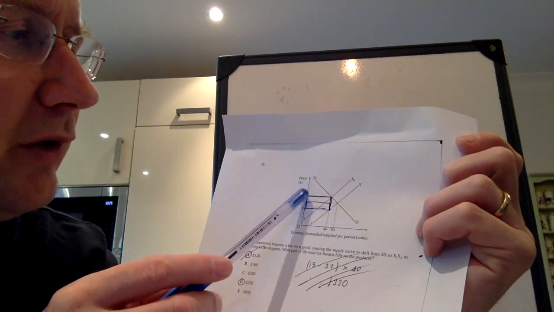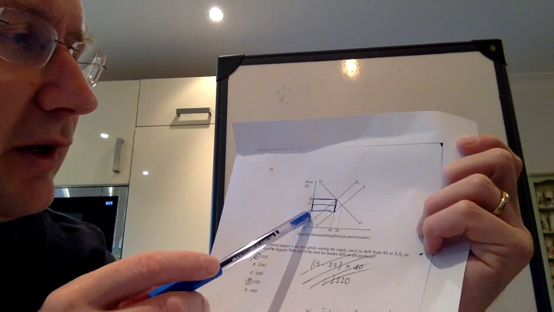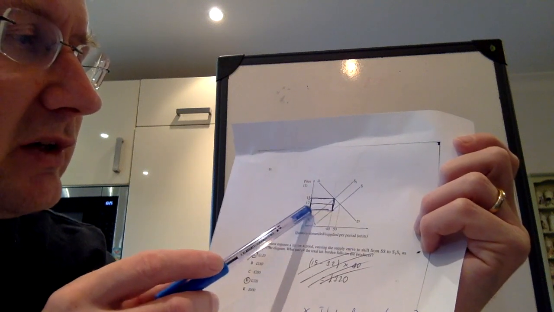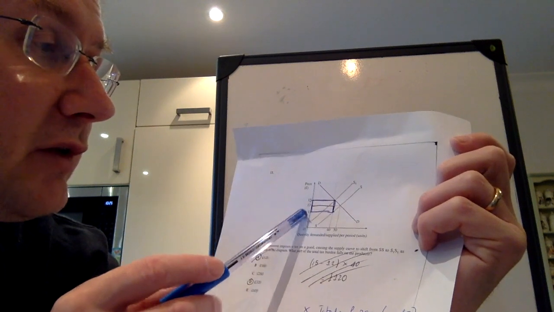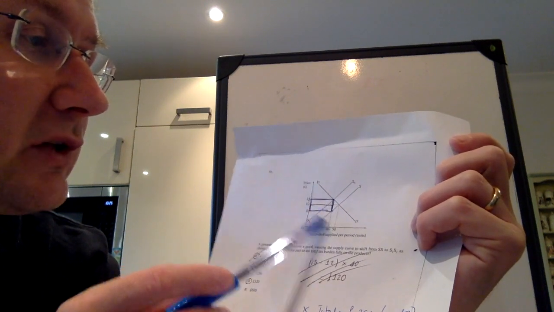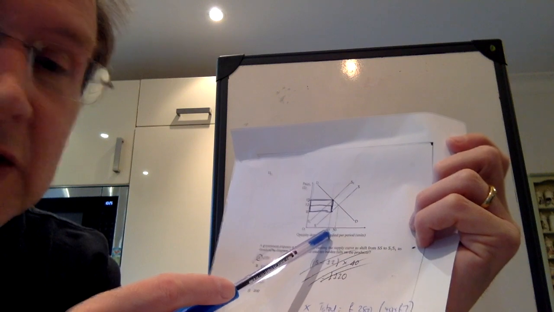Therefore, the producer, although they've pushed price up to 15, are going to pay a tax of 7 to the government. They only get to keep 8. So from the firm's point of view, they've had to absorb £4 of tax on 40 units, so that costs them 160 quid.